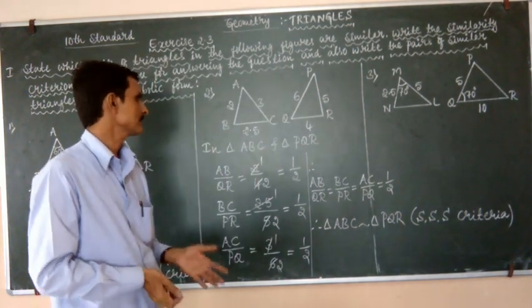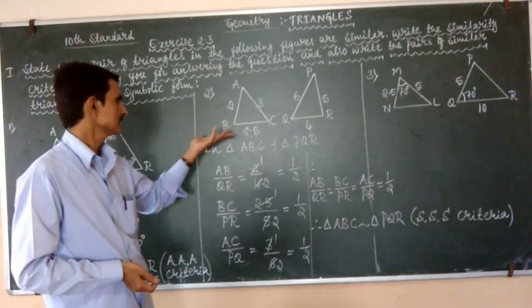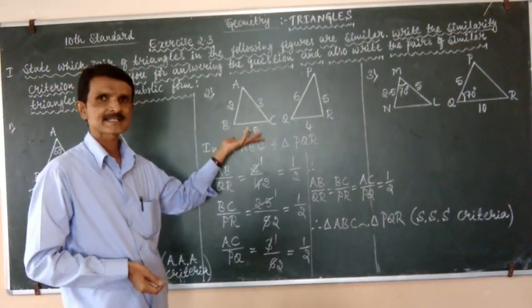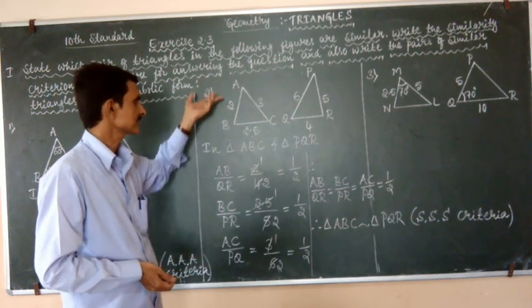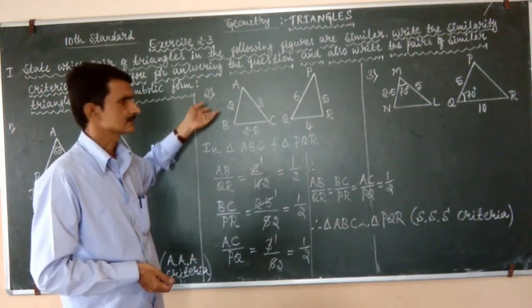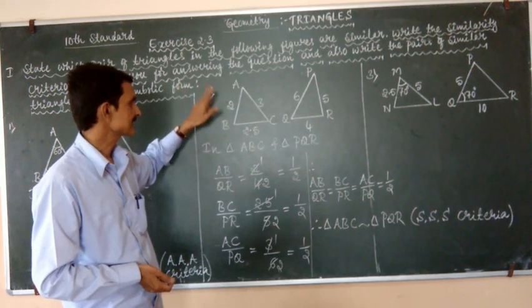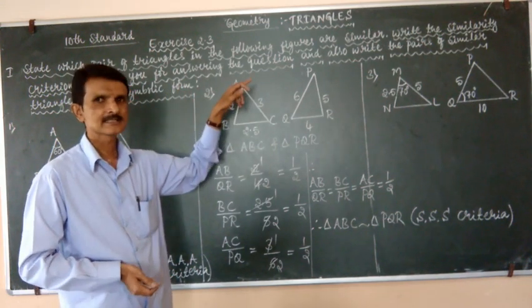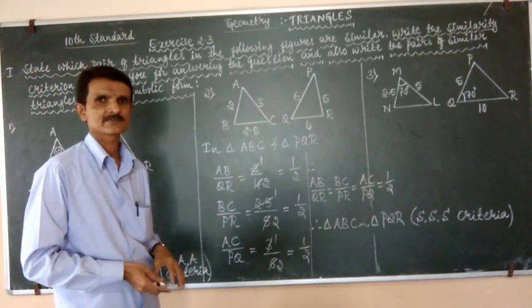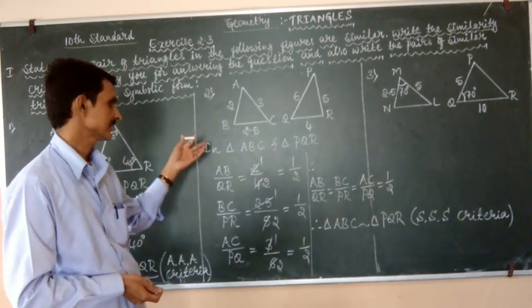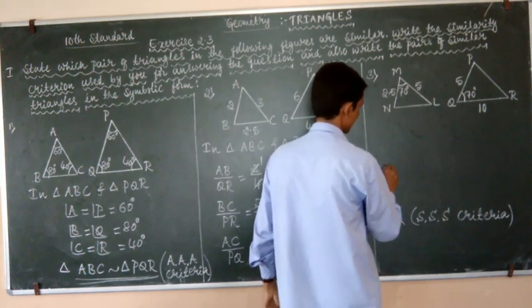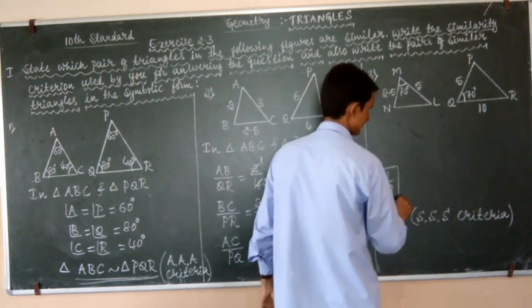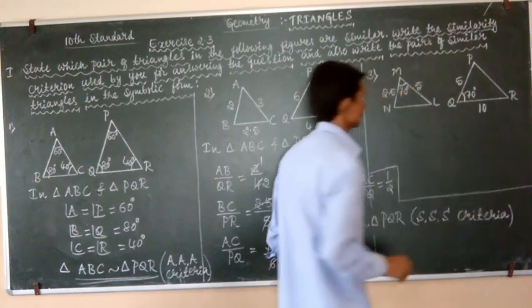In the second problem, we have used the side criteria, because the ratios of the sides of one triangle to the corresponding sides of the other triangle are equal. So now we shall see the third one. Students, we shall see the third problem.